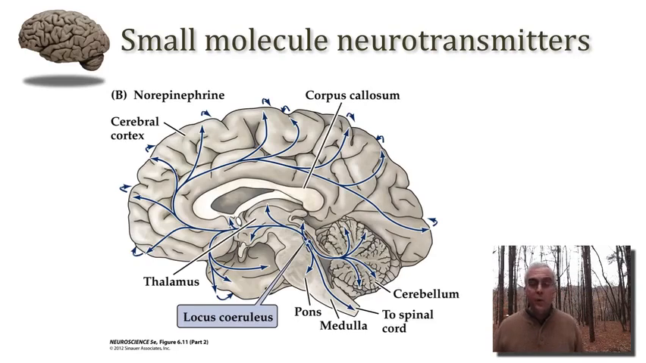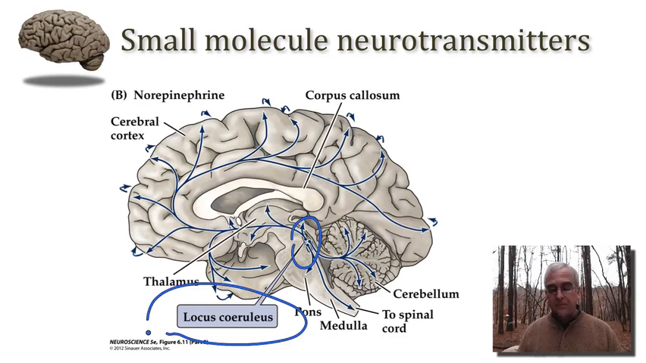Well, norepinephrine is another important small molecule neurotransmitter. Norepinephrine is derived from cells who have their home in the brainstem, but now in the dorsal part of the pons, in a structure called the locus ceruleus. The locus ceruleus is another place where we find black substance, or actually the locus ceruleus means blue spot.